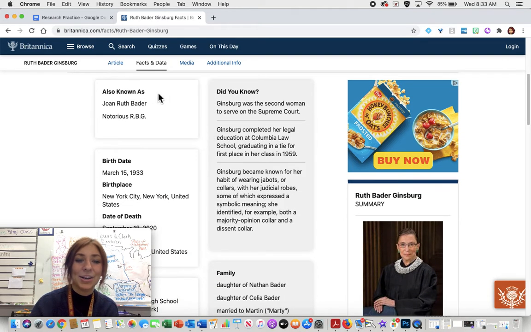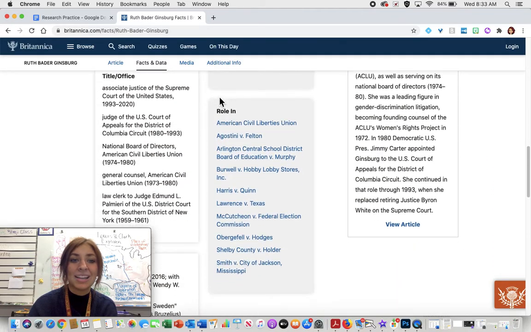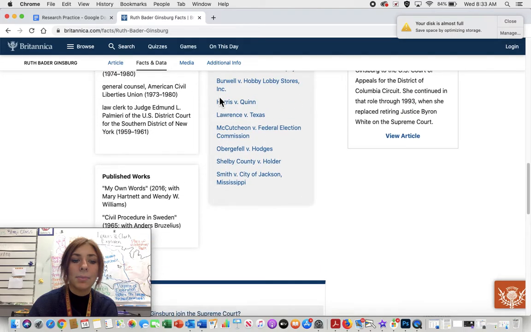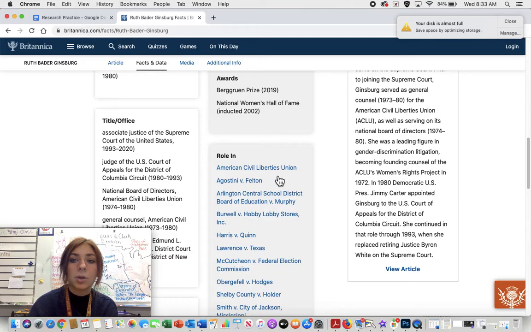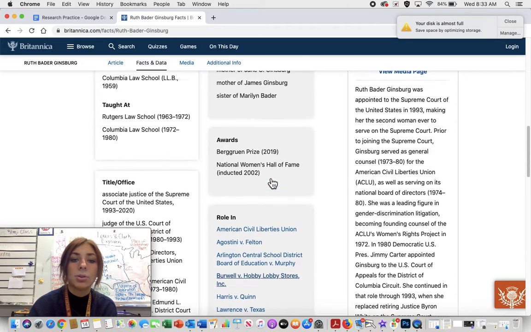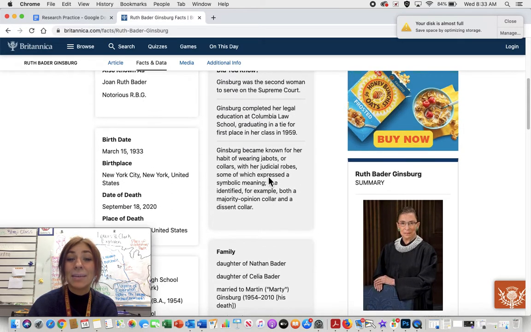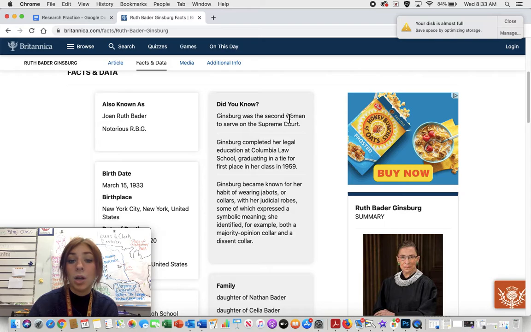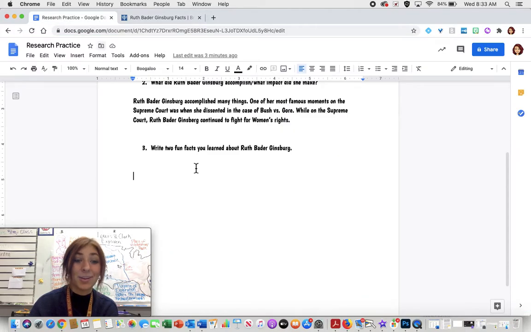And so you can see right here some little fun facts they have about her, and they organized it really nicely for us. They told us some of her published works, what roles she had, her titles, awards that she received, where she taught, about her family, did you know, and they also tell us what she's also known as. I'm going to talk about this because I think this is really interesting. She's referred to as the notorious RBG, and I'm going to write that as one of my facts.